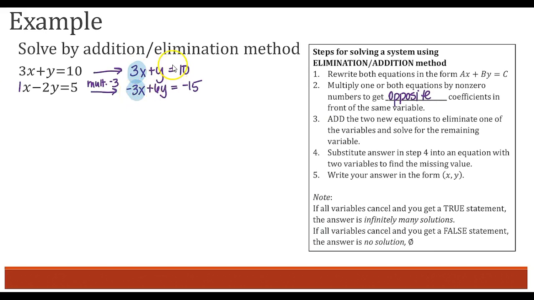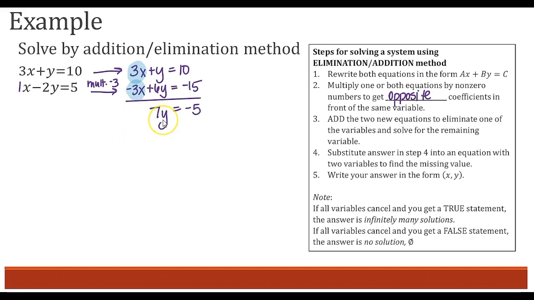Now the reason this is often called the addition method as well as the elimination method is because that's the next step. Step 3 is add the two new equations to eliminate one of the variables and solve for the remaining variable. So what I'm going to do here is think about adding down. So 3x minus 3x will cancel on purpose. We designed that to happen so that all we have left is y plus 6y, or 7y, is equal to, and then here I have 10 plus negative 15, so I have negative 5.